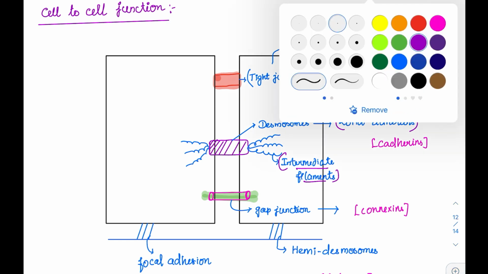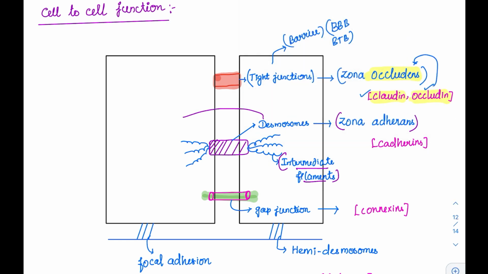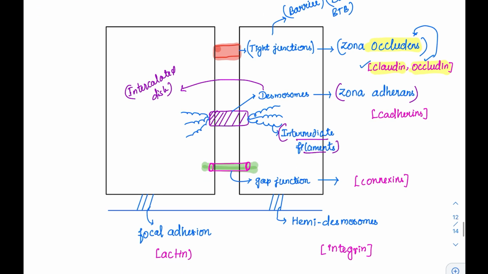In our cardiovascular muscle, we will read about these desmosomes which are called the intercalated disc. They keep the cardiac cells close to each other and prevent overstretching. So these intermediate filaments and desmosomes are present in there.